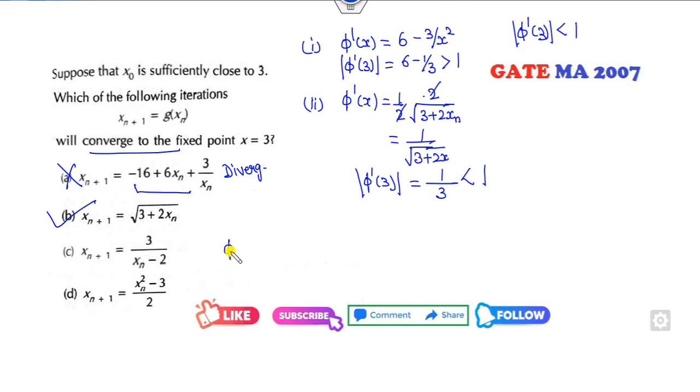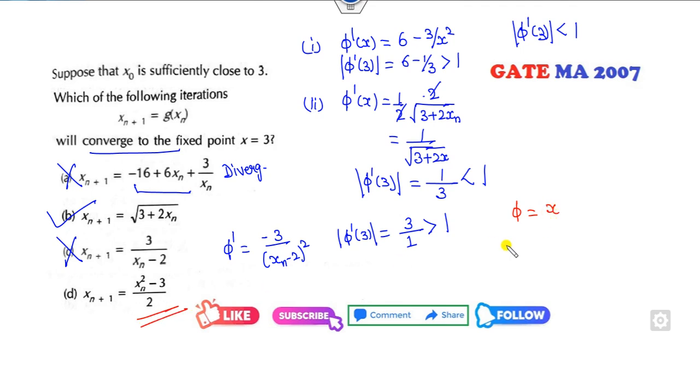What is the derivative of the third option? It is minus 3 over xn minus 2 square. So what is the derivative at the point 3, modulus? It is 3 over (3 minus 2) square, which is 3, greater than 1. This option is cancelled out. Look at the last option. What is the derivative of this function? It's a x, and the derivative of this is 3, which is greater than 1. This option is also cancelled. B is my right answer.